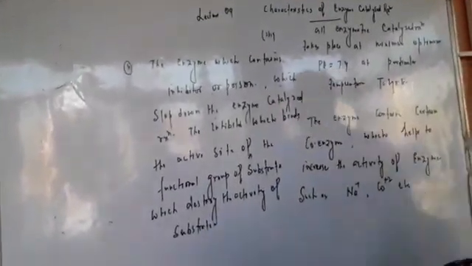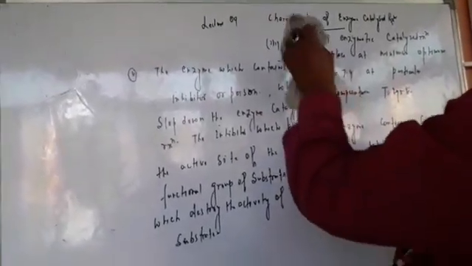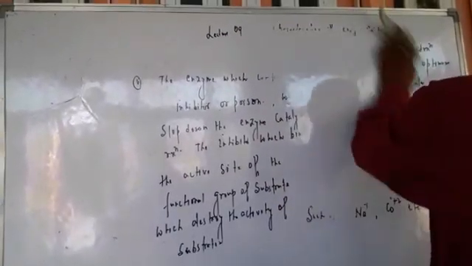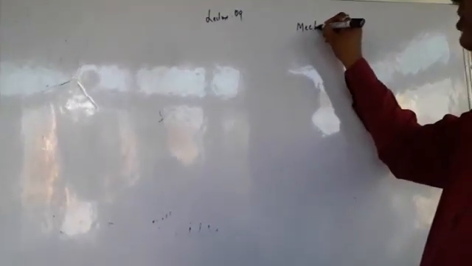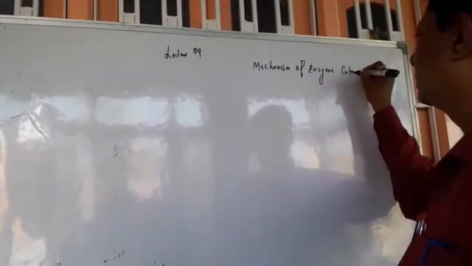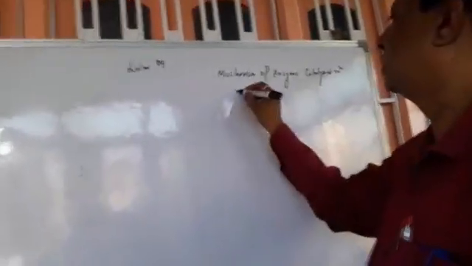These are the characteristics of enzyme catalyzed reactions. Now I would like to discuss the mechanism of enzyme catalyzed reactions by the help of the lock and key method.